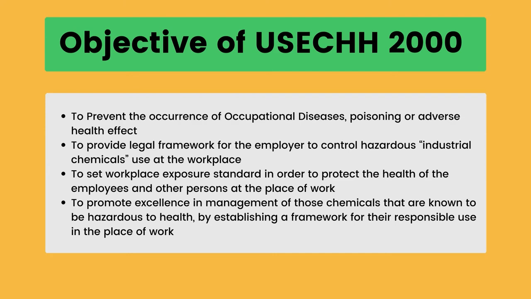The objectives of USECHH 2000 are to prevent the occurrence of occupational diseases, poisoning or adverse health effects; to provide a legal framework for the employer to control hazardous industrial chemicals used at the workplace; to set workplace exposure standards in order to protect the health of the employees and other personnel at the workplace; and to promote excellence in management of those chemicals that are known to be hazardous to health, by establishing a framework for their responsible use in the workplace.